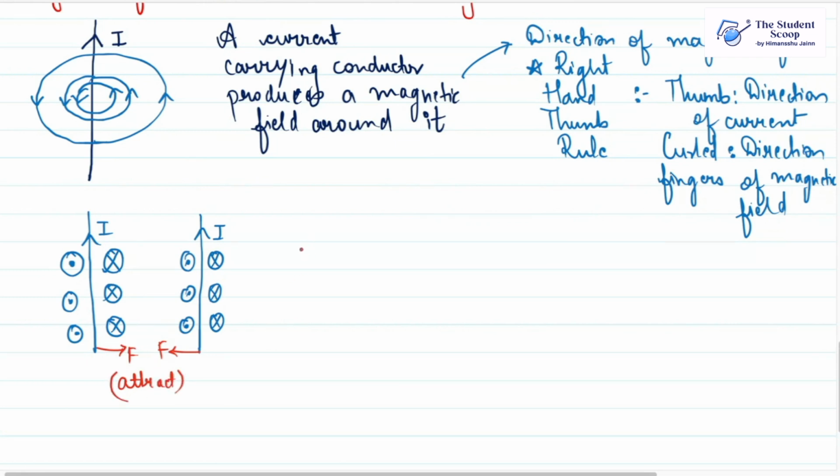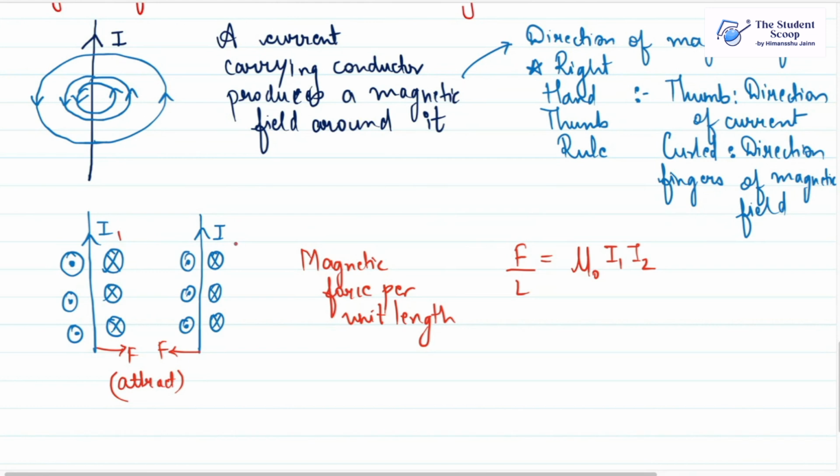So in this case, if I want to find out the magnetic force on each other per unit length, it is calculated by the formula mu naught I1 I2, considering that the currents were different, upon 2 pi r. Now, I would like to still find out the magnitude of the magnetic field that the current is producing. For that, I have to use one more formula.